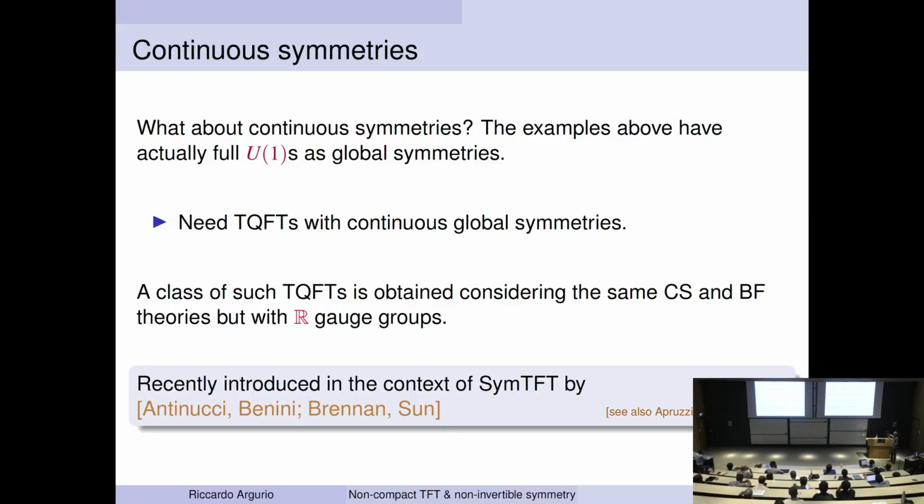Okay, so in other words, the idea would be to have a TQFT which has a U1 or a continuous symmetry as the global symmetry. I understand that this is not easy to define mathematically, but as physicists, let's take the examples of before and twist them. So let's consider just Chern-Simons or BF. And the idea is to consider, instead of U1 gauge groups, exactly the same thing, a path integral over connections. But now the gauge group is going to be R. So let's see what changes.